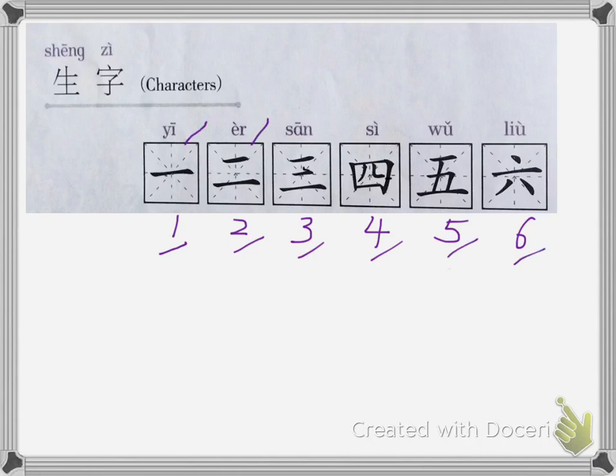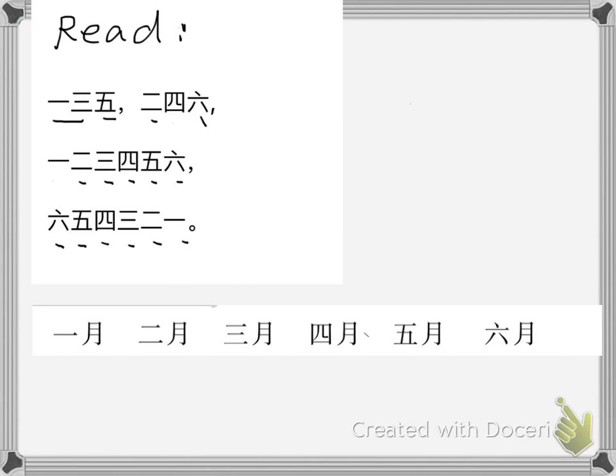1, 2, 3, 4, 5, 6. Let's read. 1 3 5, 2 4 6, 1 2 3 4 5 6, 6 5 4 3 2 1.